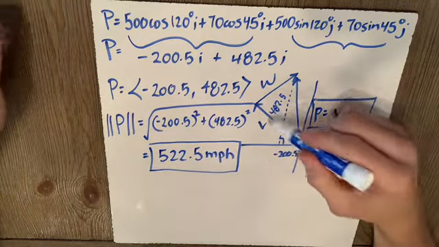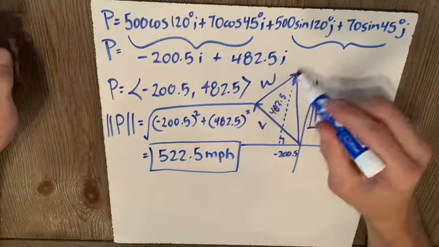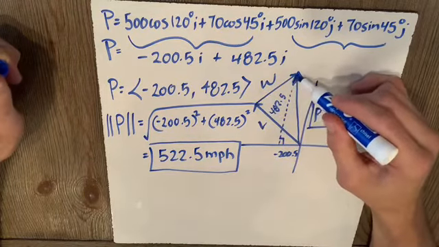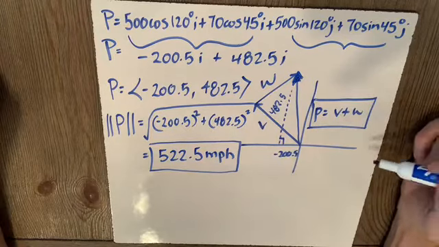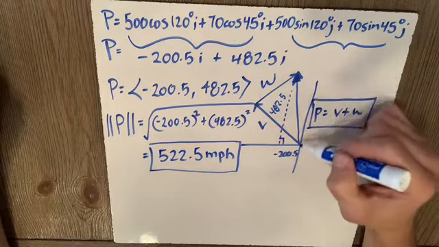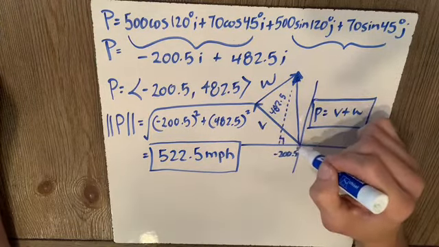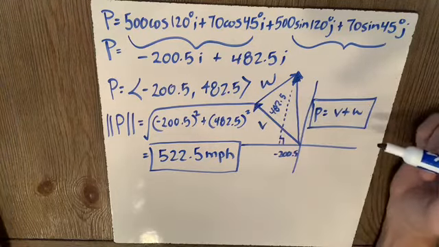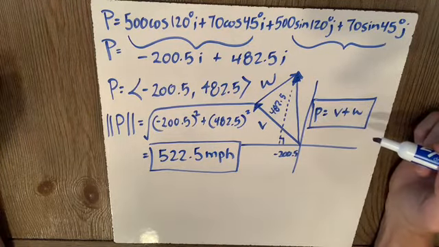Now, I ask you, does that make sense? If the plane is pushing this way and the wind is pushing this way, do we expect the plane to get a little boost by that? In other words, is the magnitude of this vector expected to be bigger than the magnitude of the plane's original settings? Yeah, we've got a little bit of a tailwind.